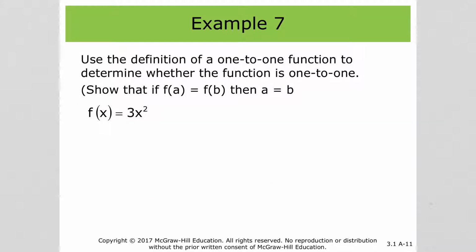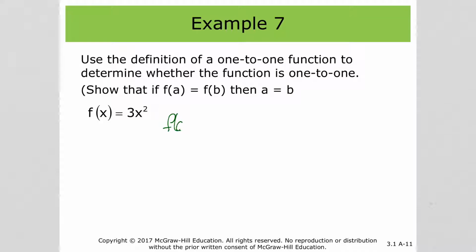Let's try the same thing with example 7. Okay? Let's think about it first. 3x squared. The last one was a line. We know we can draw a horizontal line through a line and it's only going to hit once. 3x squared, that's a parabola. So if we draw a horizontal line through it, somewhere on the graph it's going to hit twice. So this one's probably not going to work out, but let's check and make sure.